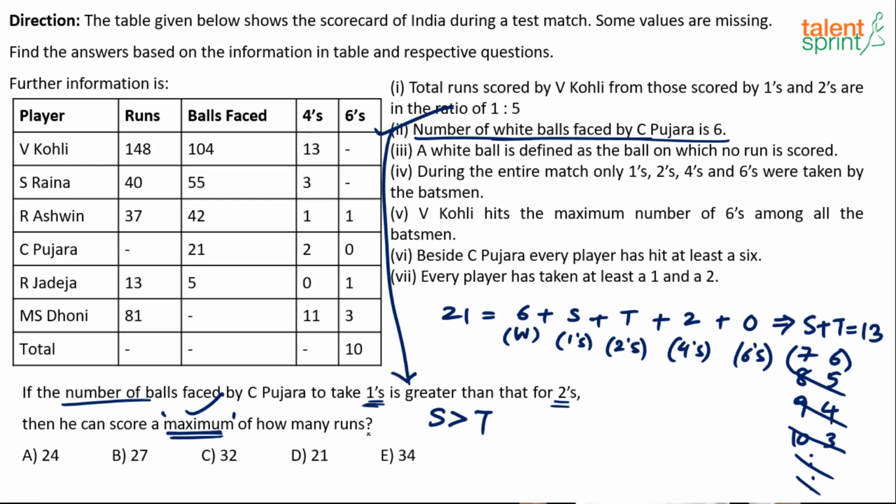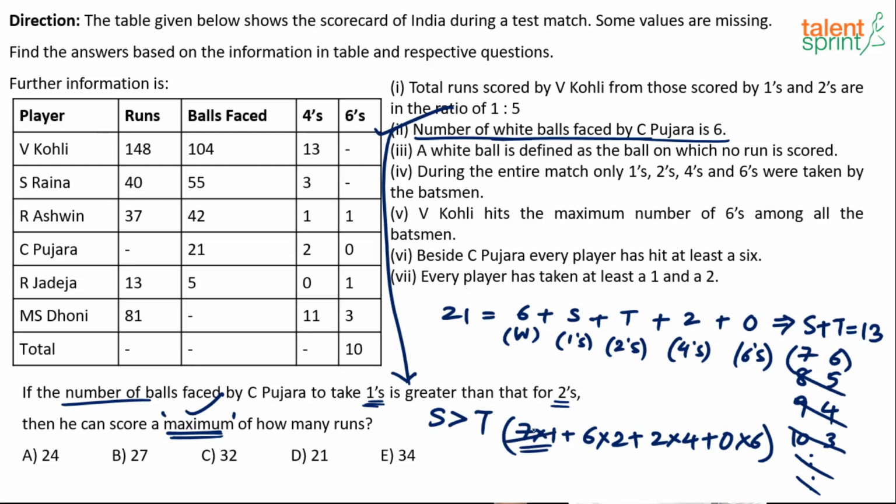Now what is the maximum that he can score? How do you calculate this? See, how many ones has he taken? 7 singles. So 7 into 1. Plus he has taken 6 twos. 6 into 2. Plus he has taken how many fours? Pujara, 2 fours. So 2 balls where he has scored 4 runs plus 0 balls where he has scored 6 runs. This is the final answer.